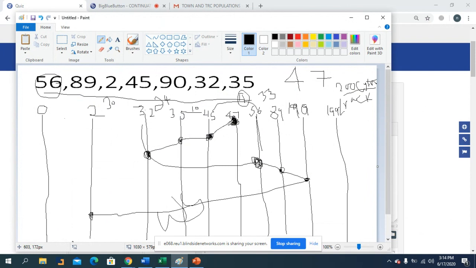From 47 to 45, those are 2 tracks. Plus, from 45 to 35, those are 10. Then plus, from 35 to 32, those are 3. Plus, from 32 to 56, those are 24. Then from 56 to 89, those are 33. Plus, from 89 to 90 is 1. Plus, from 90 to 2, 88. Is it 88? Yes. Now, 88 plus 1, that is 89. That is 89 plus 57, because I have added 24 plus 33, that is 57.